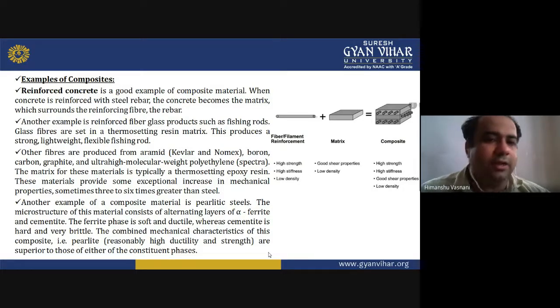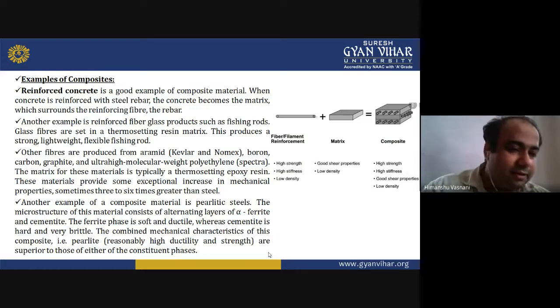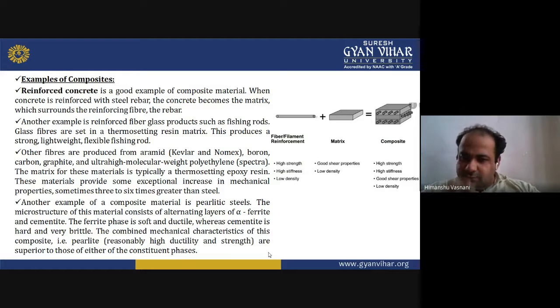Another example of a composite material is pearlitic steel. The microstructure of this material consists of alternating layers of alpha ferrite and cementite. We have studied these two terms, alpha ferrite and cementite, in the iron carbon diagram, so you should know that.